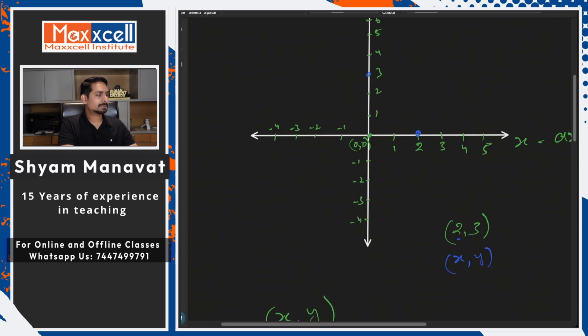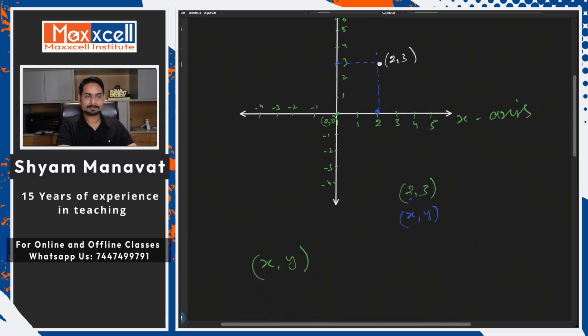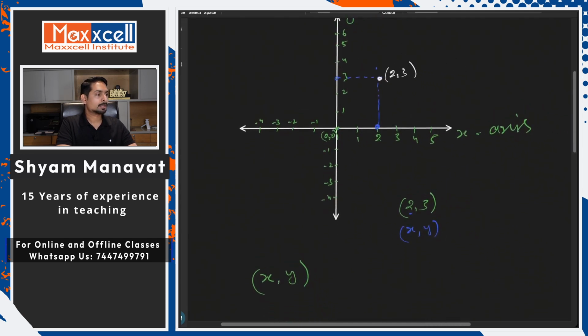Now, this x comma y here, if you extend like this perpendicularly, then here you will get a point. This point will be 2 comma 3. Are we clear with this? Yes, no? Yes. So that's how you draw a coordinate on the xy plane.